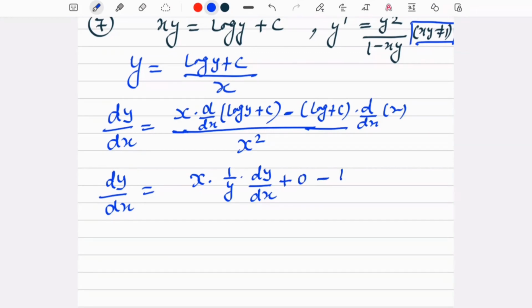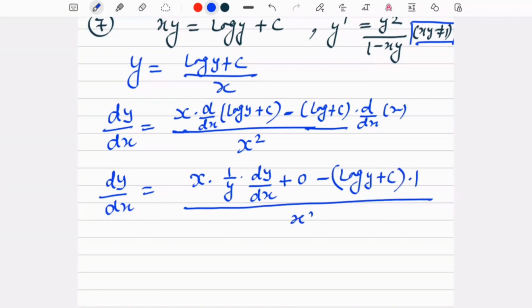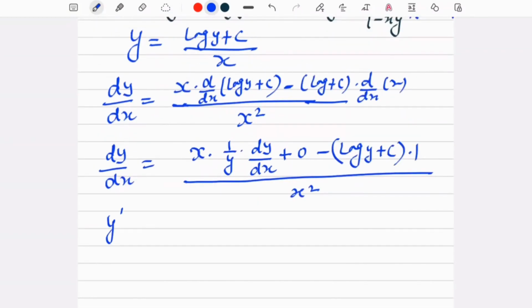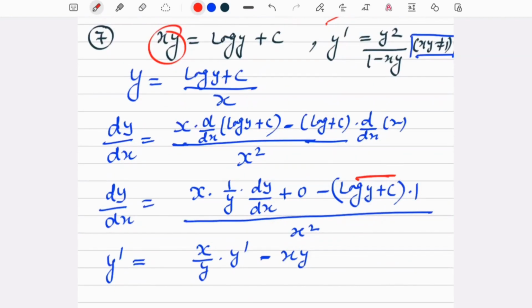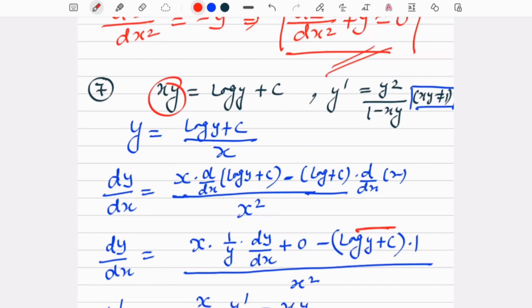Then minus logarithm y plus c times 1 into 1 over x upon x square. So I can write it as y dash. Yes, sir. So it will be x by y times y dash minus logarithm y plus c is xy. Are you getting it? Yes, sir. Logarithm y plus c is nothing but xy, because in my answer there is nothing like c.